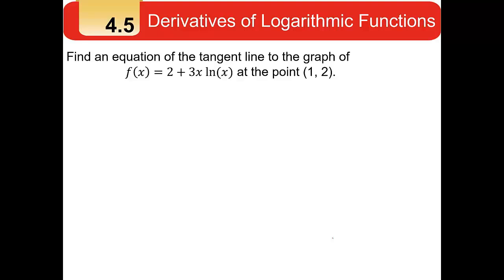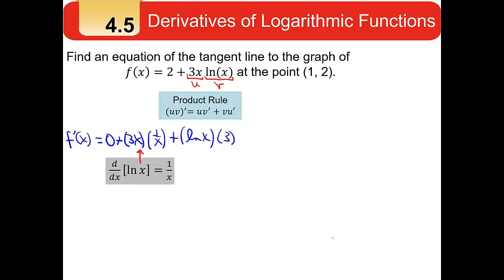These problems with finding the equation of a tangent line, we've been doing them for a long time now. It just so happens that this function has a natural log in it. It also happens that the second term of that function is a product. The 3x is like the u, and the natural log of x is like the v, so I know the product rule is going to fall in here. So when I take the derivative of 2, I get 0, but when I get to the 3x times the natural log of x, I've got to use the product rule. So that'd be u, which is 3x, times the derivative of natural log of x, which is 1 over x, plus, then I reverse it, natural log of x multiplied by the derivative of 3x, which is 3.